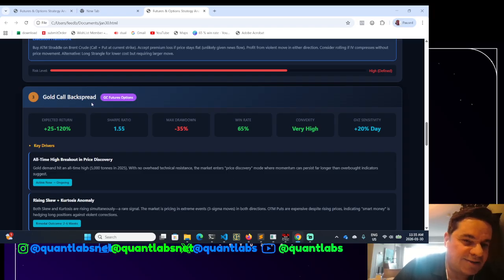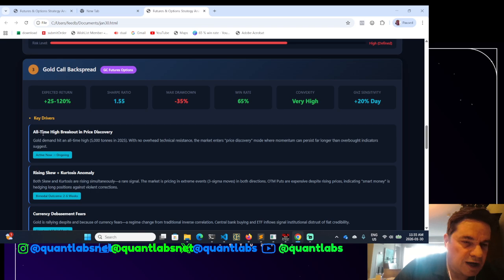So we have here a gold trade. Okay, so here we have the drivers: all-time high breakout and price discovery. Now, this is the thing that a lot of, unfortunately, retail traders don't get. We'll just call it the polite way, they're not smart money, but the smart money will see this because this is what they're seeing. Skew and kurtosis are rising simultaneously, a rare signal. Market is pricing in extreme events with a 3 sigma move. OTM puts are expensive despite rising price prediction. Smart money is hedging long positions against violent corrections.